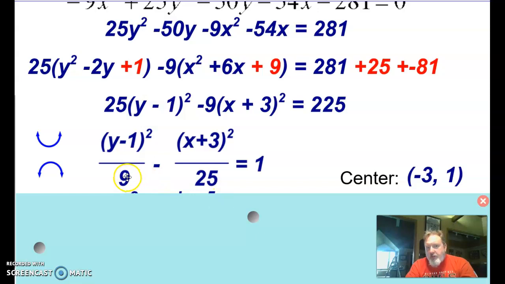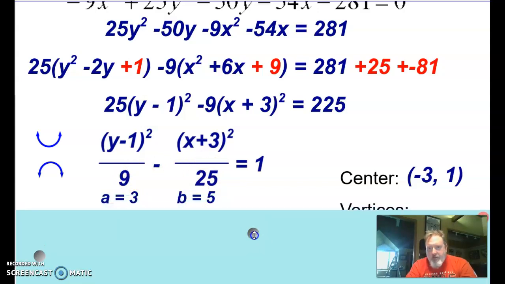my a value is 9. My b value is going to be 5. And we can find c. We'll do that in a minute. We know this one opens up and down because y squared's first. Center point at negative 3, 1. Be careful because the h value always goes with the x. So negative 3, 1 is our center point.